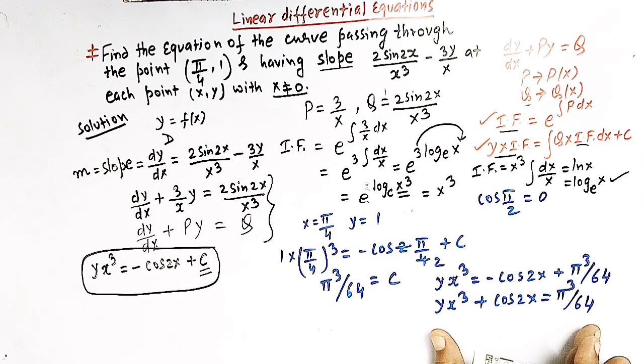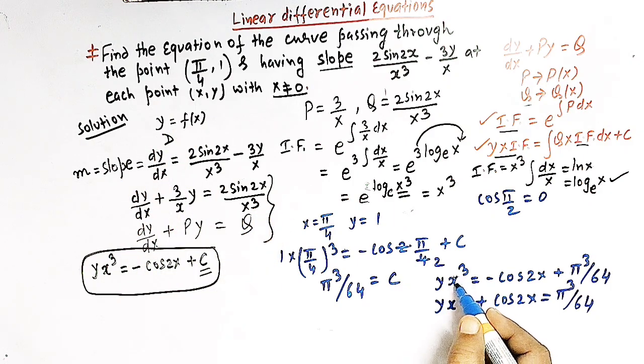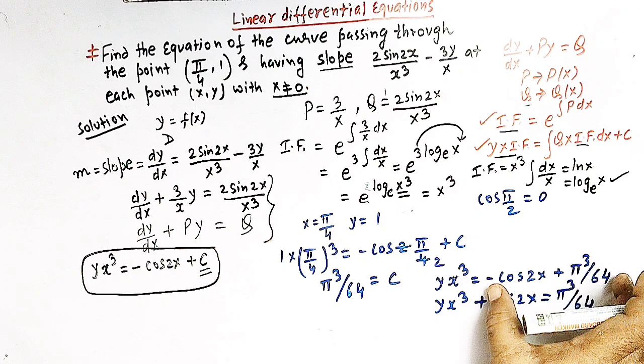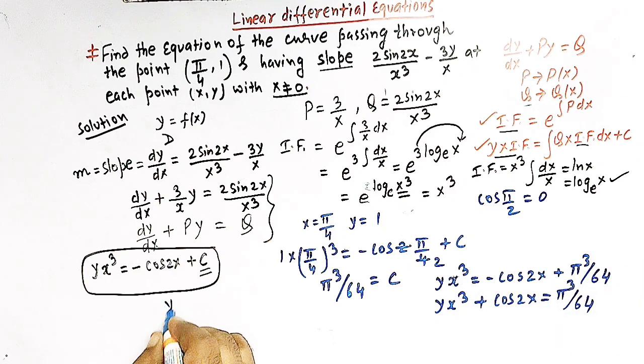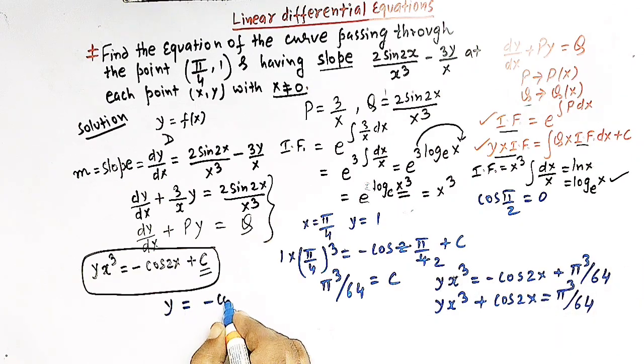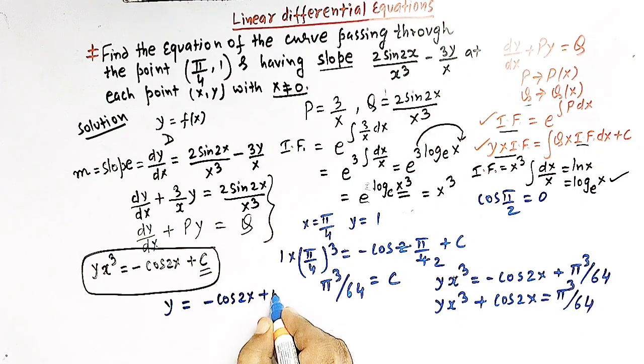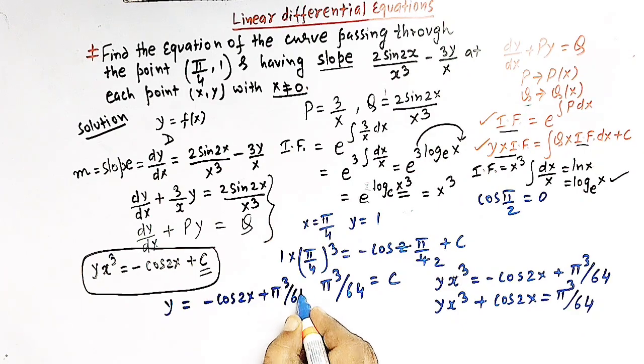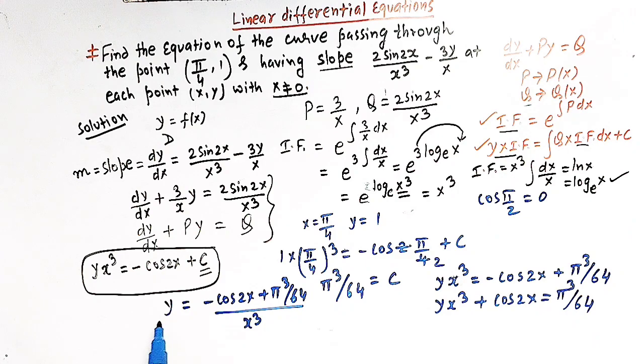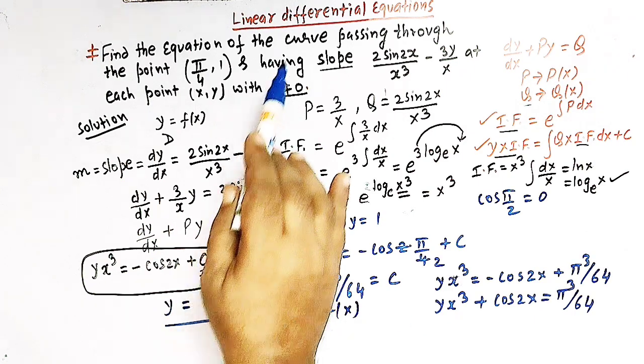We can also write this equation in the form y is equal to f of x by taking x cubed in the denominator of the right hand side. So we can also write y is equal to minus cos 2x plus pi cubed over 64, divided by x cubed, right? So here we have expressed y explicitly in terms of x, that is of the form y is equal to f of x. So this is the required equation of the curve.